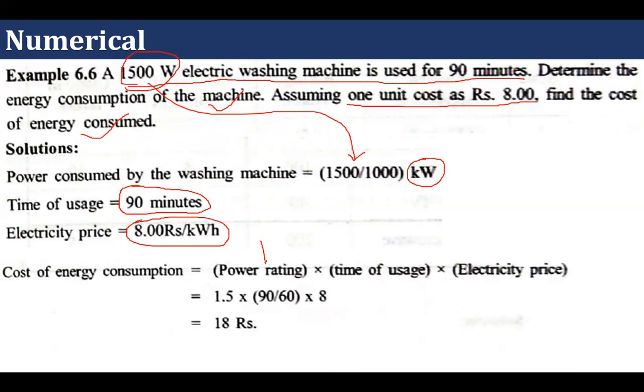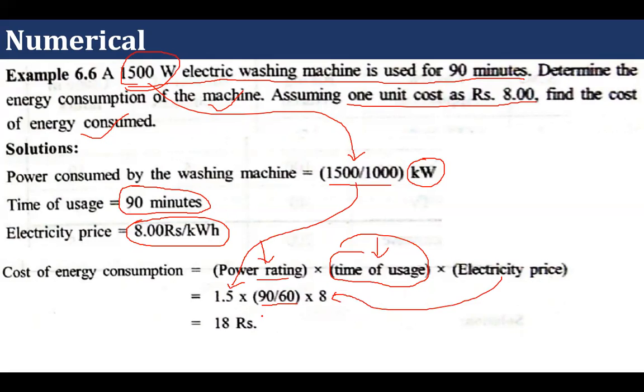So power rating, time usage, we have to remember, we have to write this time usage in hour. If we divide 1500 by 1000, the answer will be 1.5. So we have taken power rating 1.5 kilowatt. Time of usage is 90 minutes, we have to take it into hour, and that's why we have divided by 60, and electricity price is 8, and so the total consumption will be equal to this much. This is the cost of energy consumption.